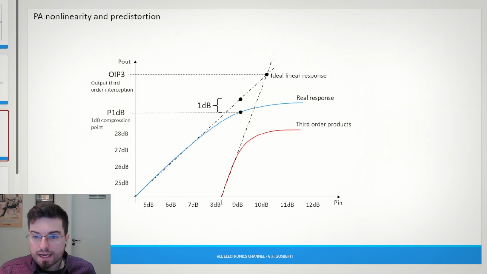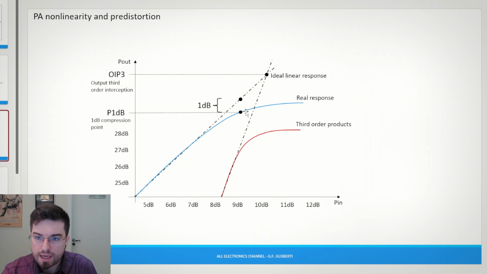This is very interesting. If we extrapolate this curve here, guys, if you look at this extrapolated line, we see that for a mathematical amplifier there exists a point where the third order product power will intercept the linear power, and this is called the output third order interception, because we are referring it to the output of the amplifier. And of course, this interception point is only a mathematical figure.